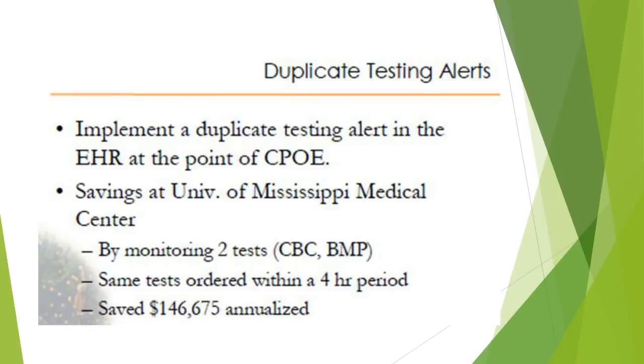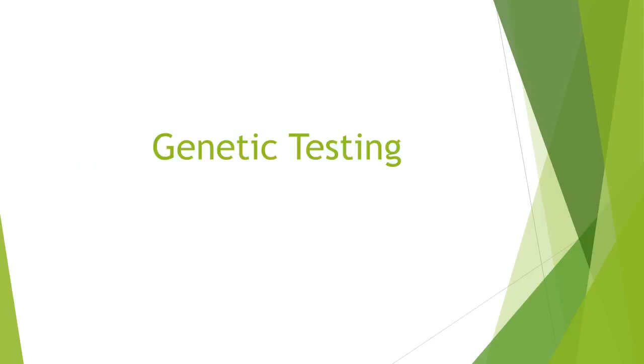Duplicate testing alerts, that's kind of what we just talked about. Other places have done this. Example here, University of Mississippi Medical Center. It monitors things like CBCs and basic metabolic panels. It looks at tests that are ordered duplicate within a 4-hour period. Again, they did a strategy, they put something in place, and they saved, just on this strategy, about $146,000.